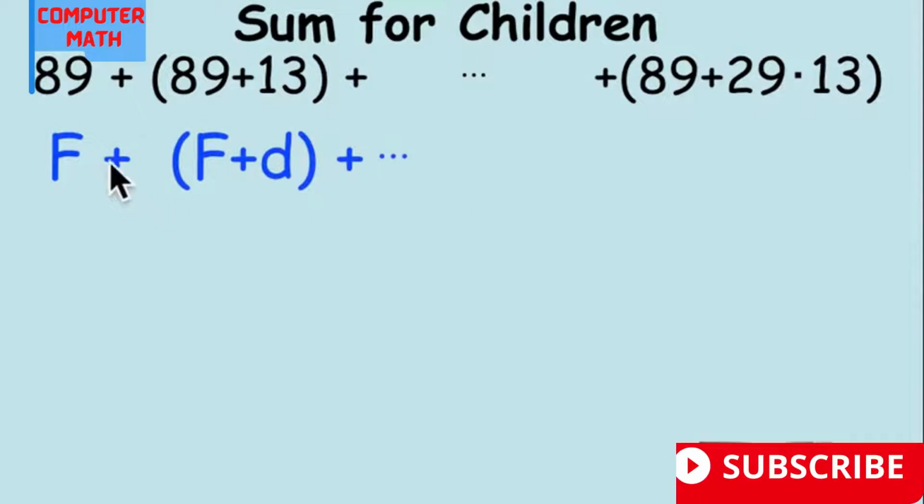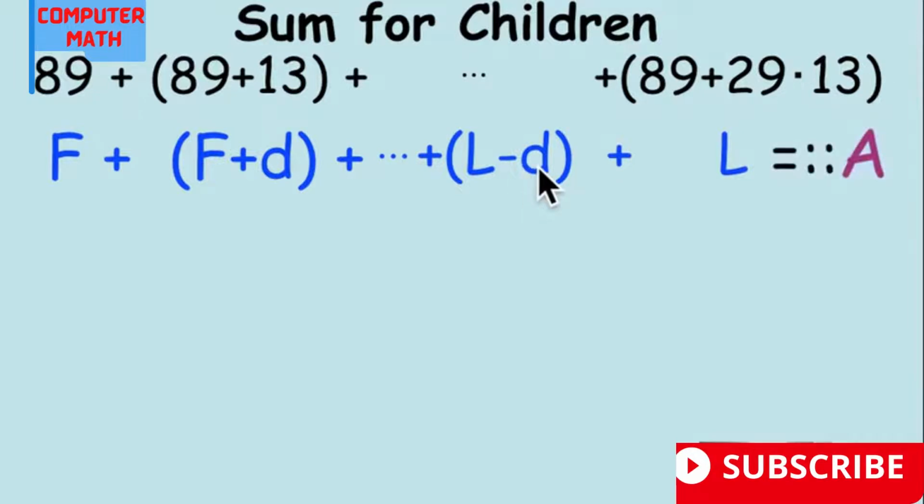And the logic is that let's call the first term f, and then the next term is f plus d, where d is 13 and f is 89. Next one would be f plus 2d, down to the end, and I'm going to call the last term L, which is 89 plus 29 times 13. This would be L minus d, or 89 plus 28 times 13. And let's call that sum A. We don't know what it is yet, but we're very quickly going to derive it.